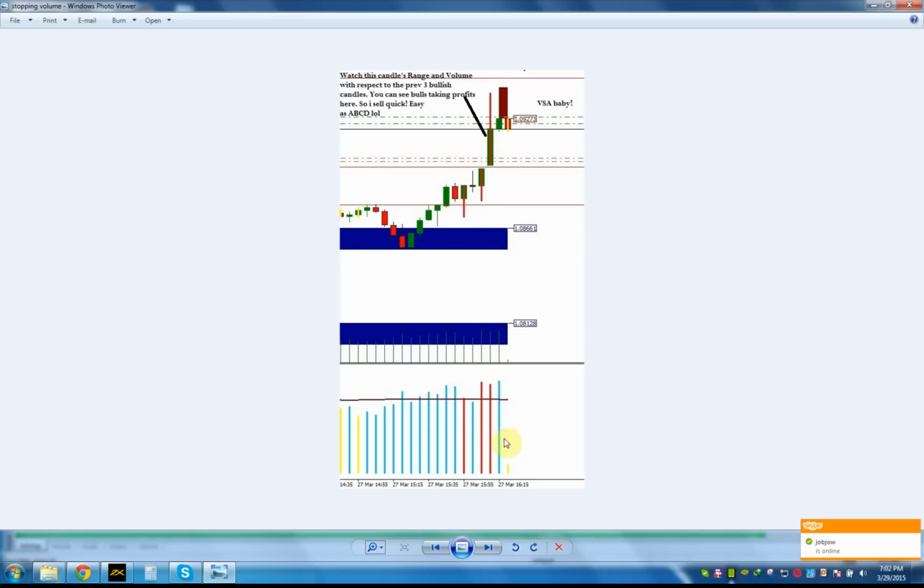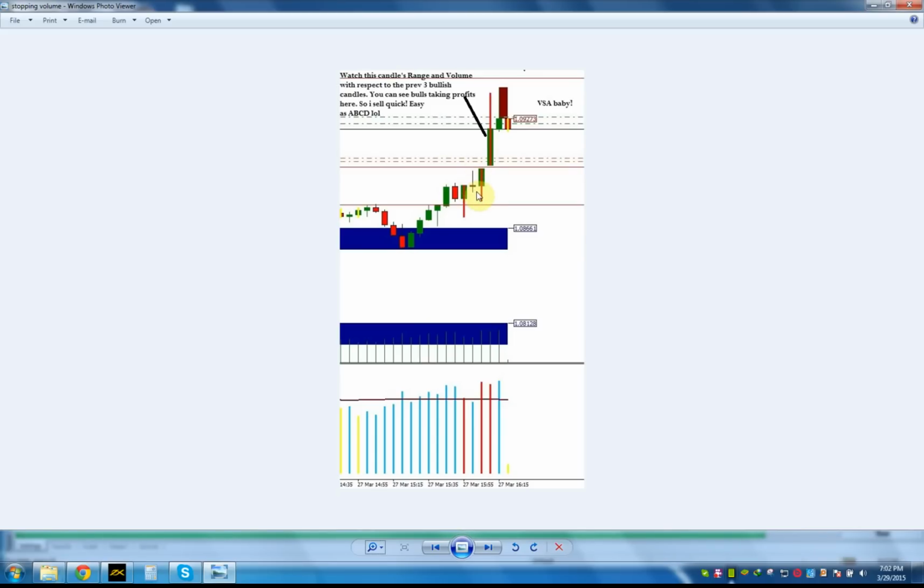So we want to count 1, 2, 3, 4, 5, 6. We're looking at the bars. 1, 2, 3, 4, 5, 6. Look at this doji right here. As we're approaching the psychological level here, we got a doji.